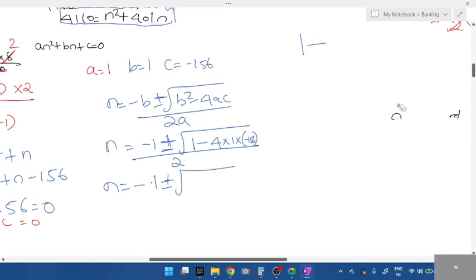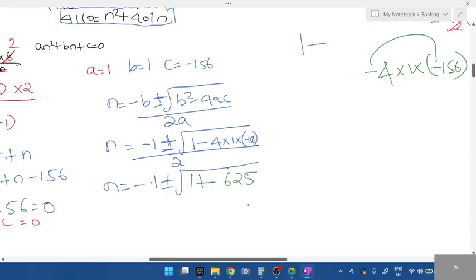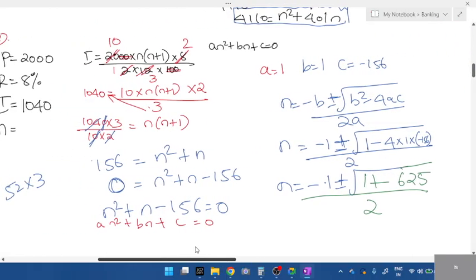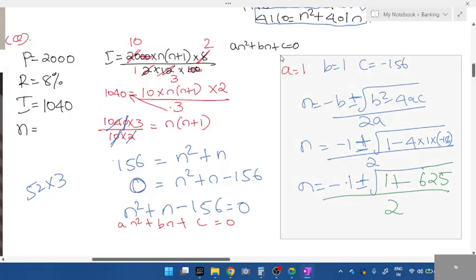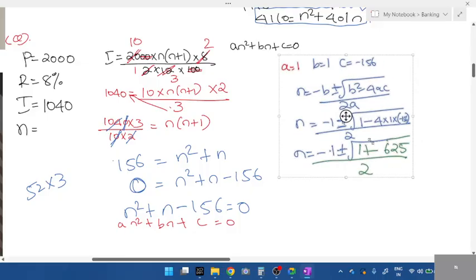When you open the bracket, what do you get? First, this entire thing is multiplication. Minus into minus is what? Plus. Multiply 4 into 156. 624. Right? Divided by 2. Is this concept clear? 624. How much is 624 plus 1? 625. Do you all know the square root of 625? Yes, 25. 625 was a small number, right?